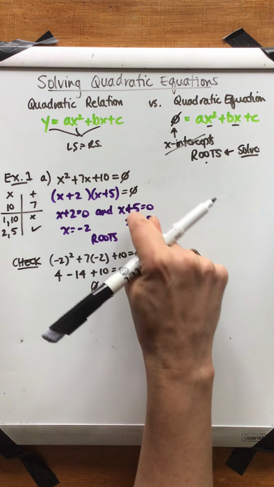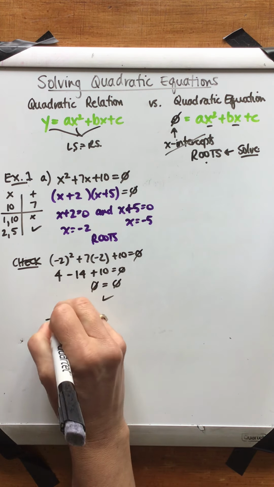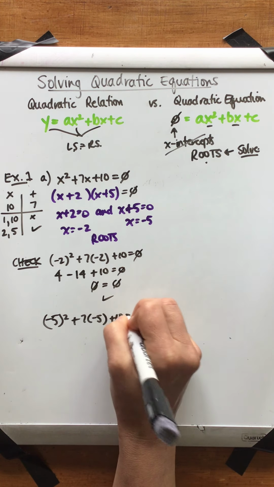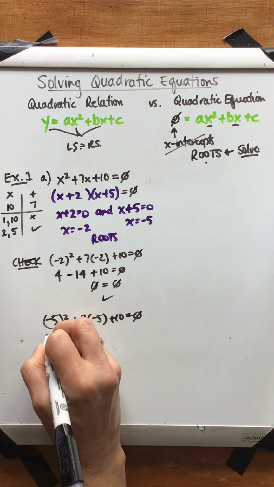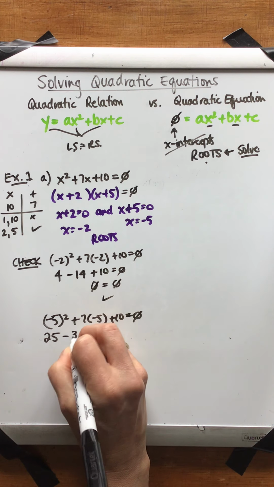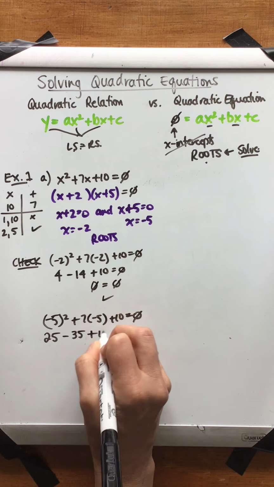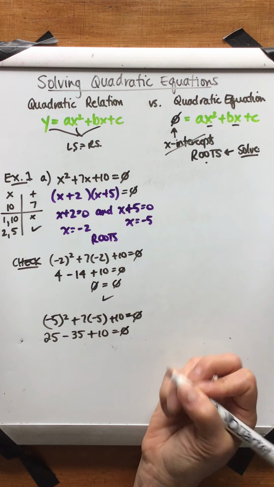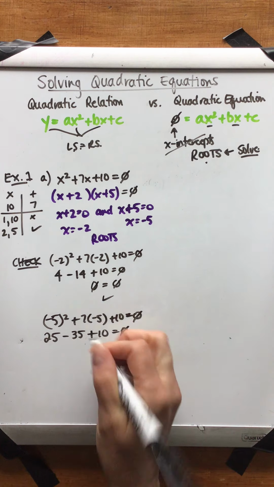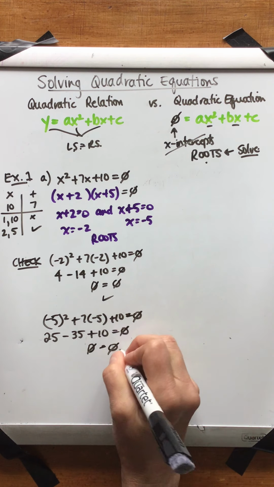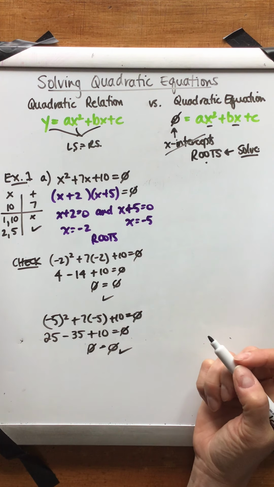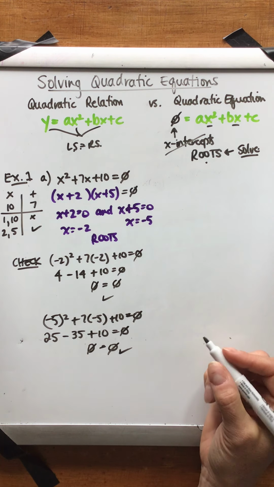I can do the same check by putting -5 in. -5 squared plus 7 times -5 plus 10 should equal 0. Let's make sure it does. -5 times itself is 25. 7 times -5 is -35. Add 10, set it equal to 0. Does it equal 0? Well, 25 and 10 is 35. Minus 35 means 0 is 0. And so this is how you can check to make sure that your roots work. They should be able to go back into the equation, and they should come out equaling 0.